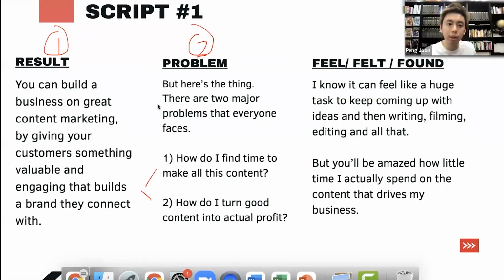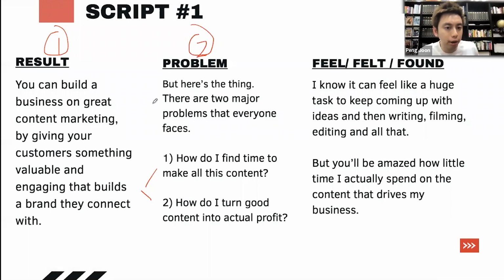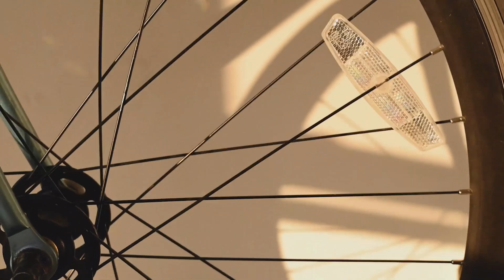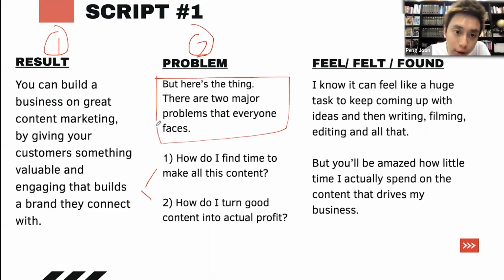Okay, so what did I say word for word? It would be like, but here's the thing. There are two problems that everybody faces. Number one, how do I find the time? Number two, how do I turn the content? So guys, you don't have to reinvent the wheel. You could say, just utilize the same messaging over here. Okay, but here's the thing. These are two problems that people usually face, right? It could be just one, it could be three, but write down, you can just model this as is.